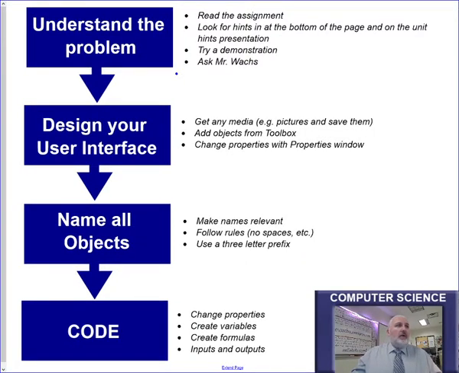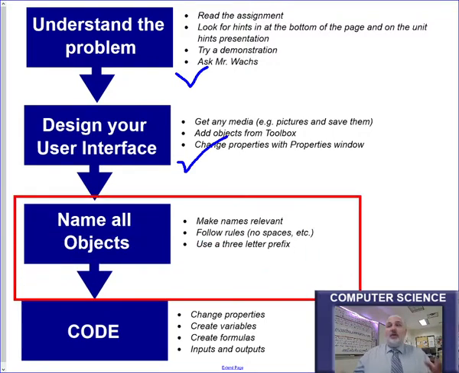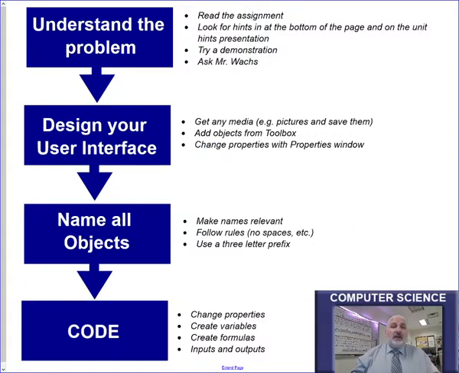So now I've understood the problem. I've designed my user interface. Now I need to go in and name all the objects. This is a super important step. Make the names relevant. If you're making a button that exits, call it that. Don't just call it button. Follow the rules of naming. You can't use spaces. You can't use punctuation. Use that camel casing style: start it in a lowercase letter and use the 3-letter prefixing that I outlined.